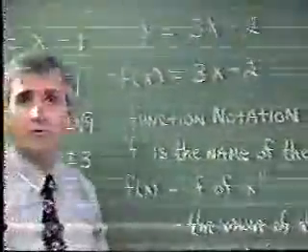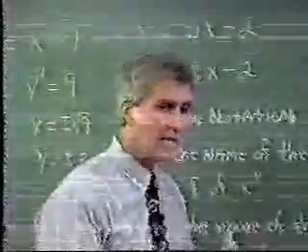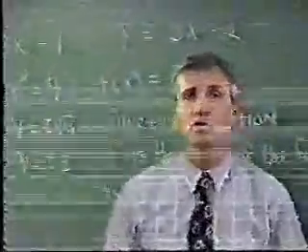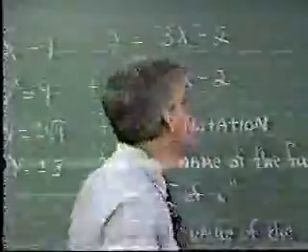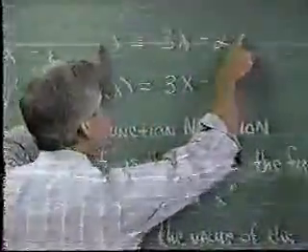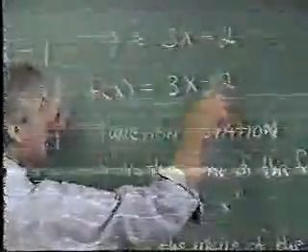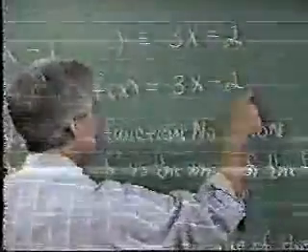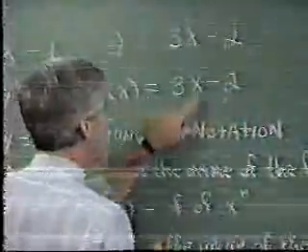Now, it's helpful in dealing in the function environment to use what's called function notation. Suppose we have this equation. We can write in function notation the same equation this way: f of x is equal to 3x minus 2.